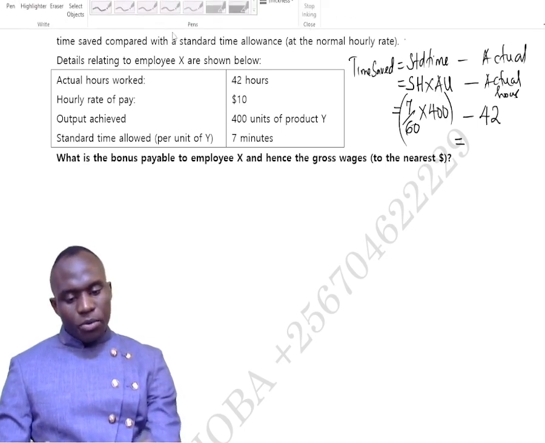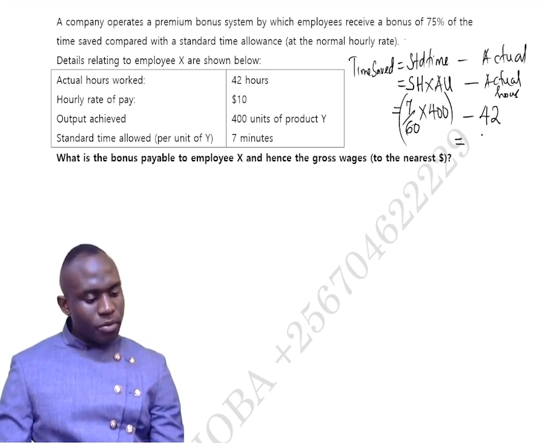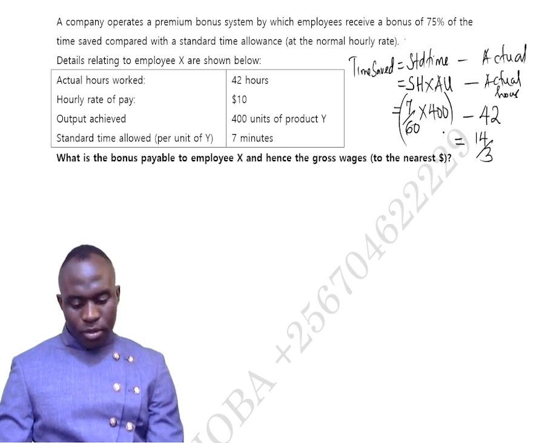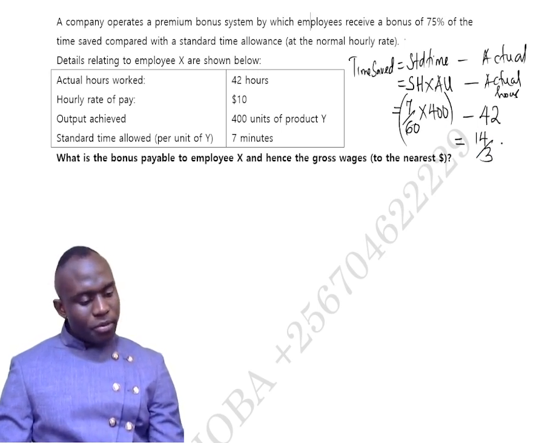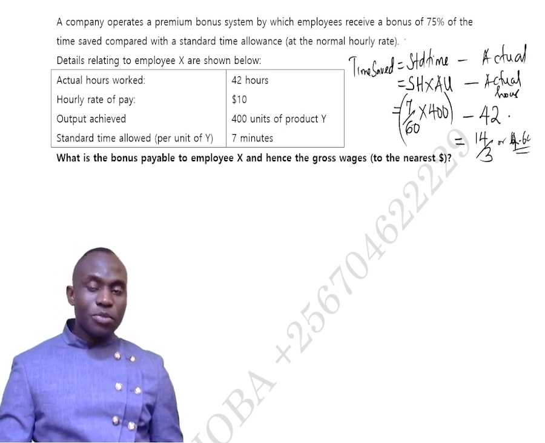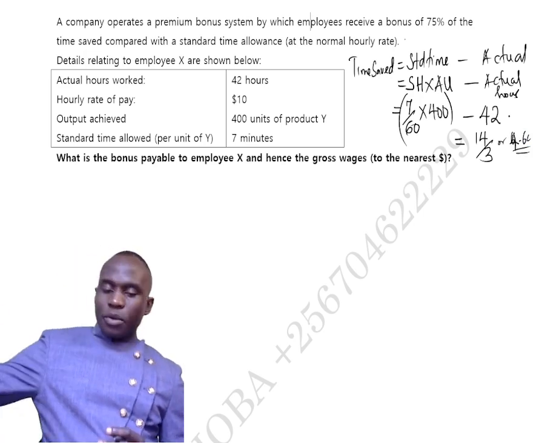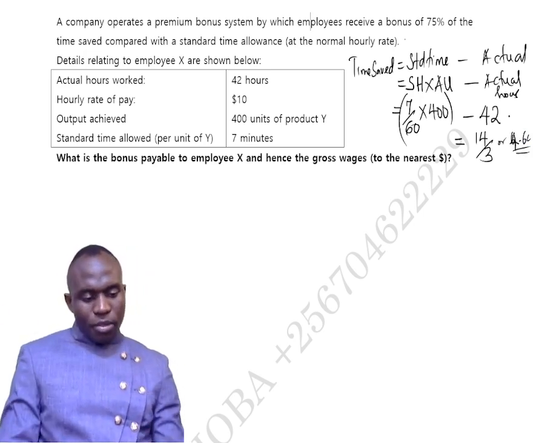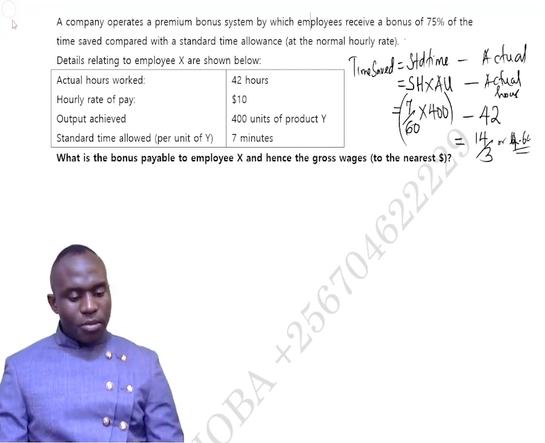So when we work out this, we get, don't round off, it is 14 out of 3, or it is 4.6667, but don't round off, we are going to use 14 out of 3. Okay, so that is our time saved.